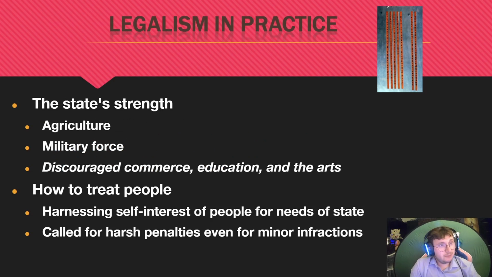Now, legalism in practice. It is the state's strength, the government's strength. And their strength comes from agriculture and military force. If you can grow food, we can eat, we can conquer. And this discouraged a lot of trading and education in the arts. What this means is, since it's right and wrong, they don't care about the people. The government's more important.